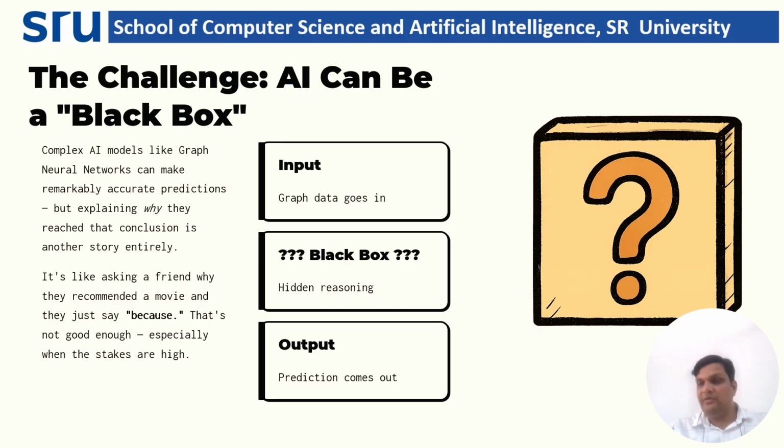The black box problem. Here the challenge is that AI models, especially graph neural networks, can make highly accurate predictions. But when we ask why, we often get no clear answer. This is what we call the black box problem. Input goes in, a prediction comes out, but the reasoning is hidden.